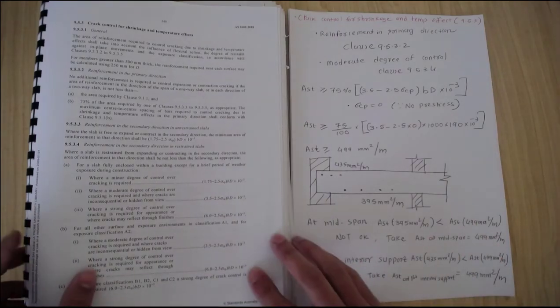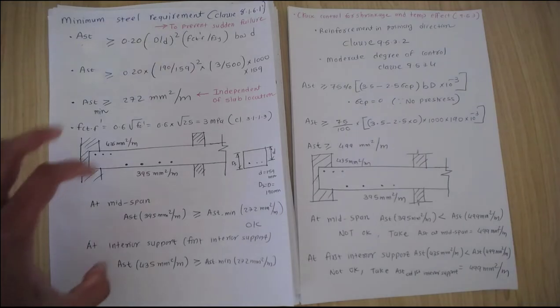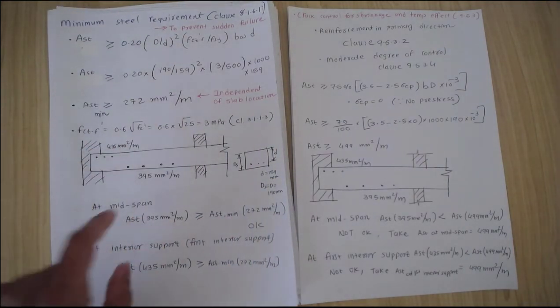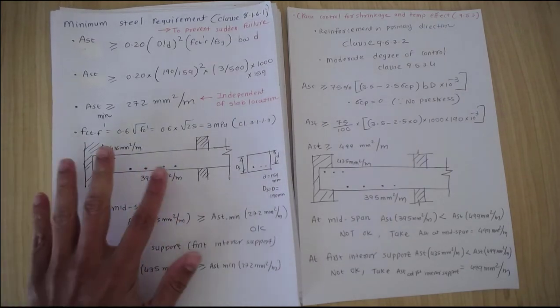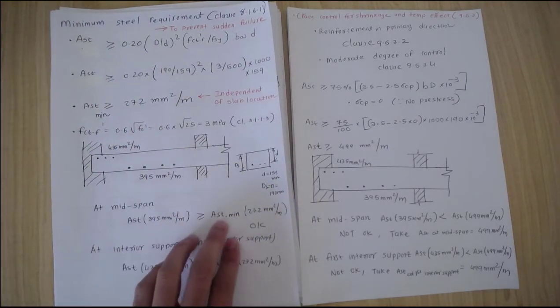In the last video, we did the calculation for minimum steel requirements using AS3600, where we checked that 395 millimeter square and 435 millimeter square are satisfying the minimum steel requirements. So it was greater than Ast minimum.